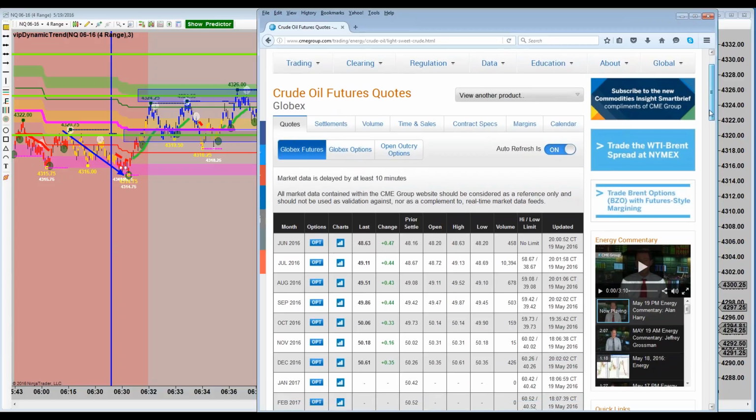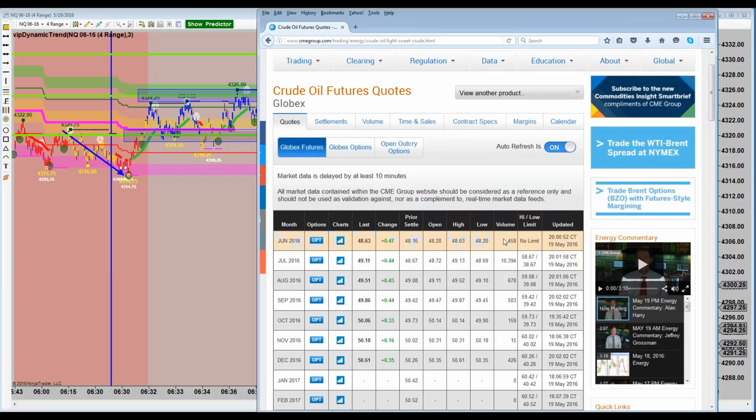Okay, you can see that all the volume now has shifted from the June contract over to the July contract. See that? So if you looked at this several days ago before the roll, it would look completely opposite. All the volume would be up here and very little volume down there.